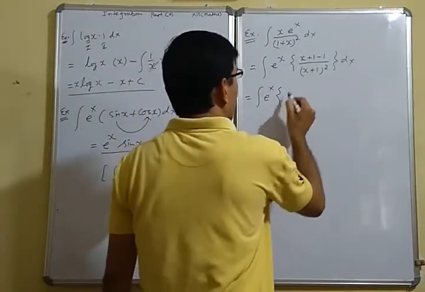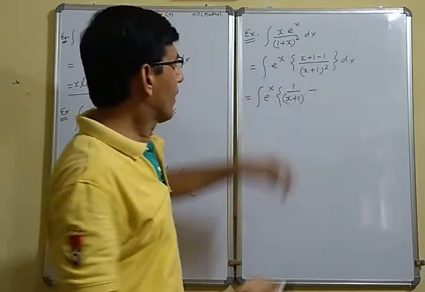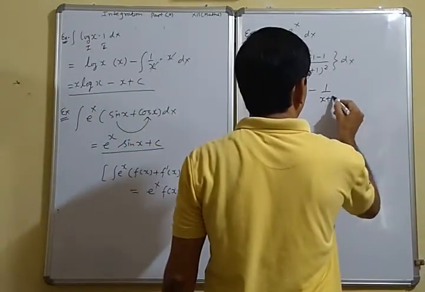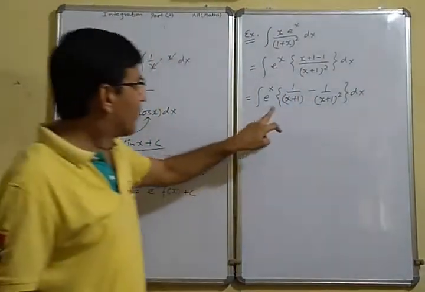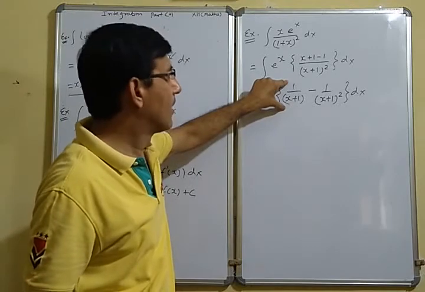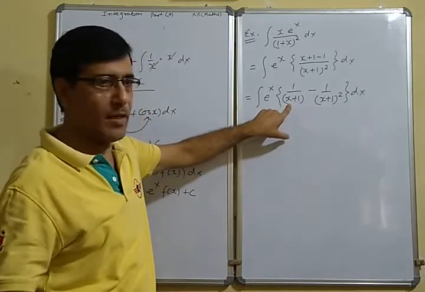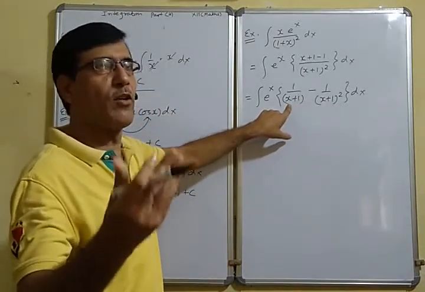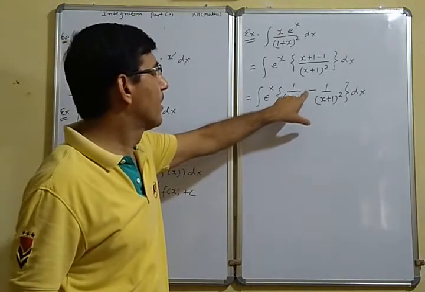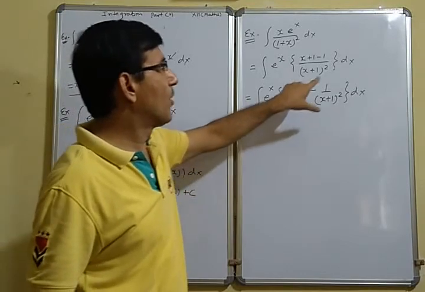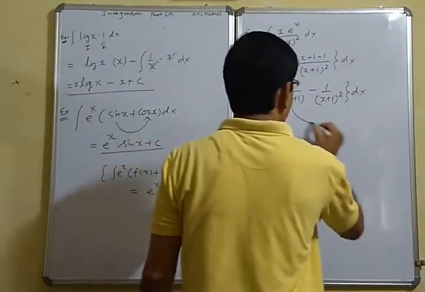It becomes 1 upon x plus 1 minus 1 upon (x plus 1) whole square dx. Now once again let us see. Differentiation of 1 upon x plus 1 is minus 1 upon (x plus 1) whole square, because it becomes (x plus 1) raised to power minus 1, and when you differentiate using the formula n x raised to power n minus 1, it becomes minus 1 (x plus 1) raised to power minus 2. So it becomes minus 1 upon (1 plus x) square. So differentiation of this one is here.